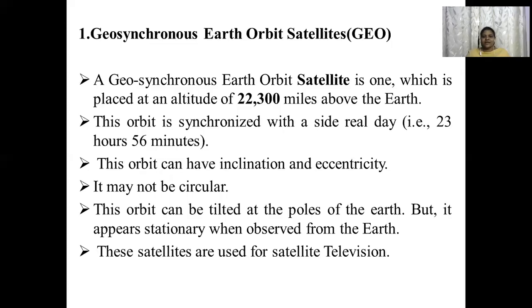It may not be circular, meaning the orbit may not be circular. This orbit can be tilted at the poles of the Earth, but in appearance it appears as if it is stationary. So it appears stationary when observed from the Earth. These satellites are used mostly for television communication.